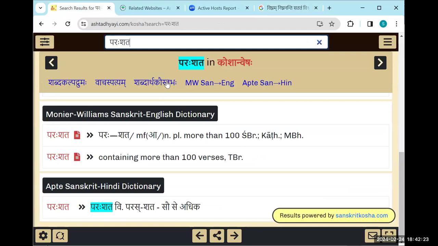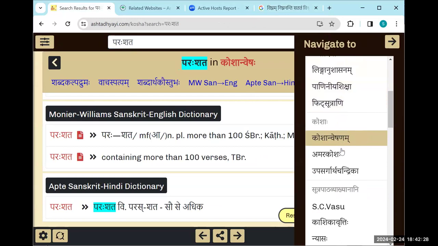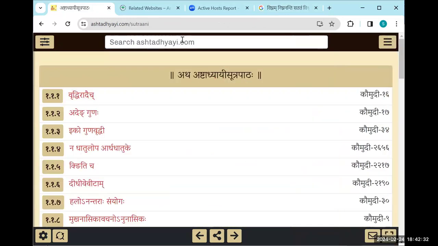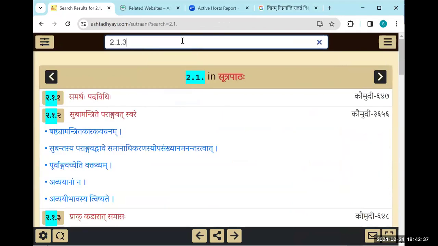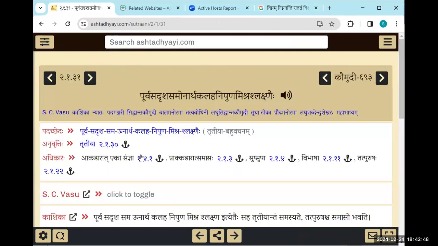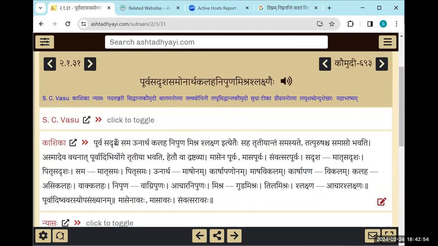Okay. So now we will go for the sutra part. And here we will now look for 2:131. See, that's a sutra. Sutra number is 2nd chapter, 1st pada, 31st sutra. So I go there. Now what will you find? It tells you a simple thing here. I normally show you what's called the Kashika.